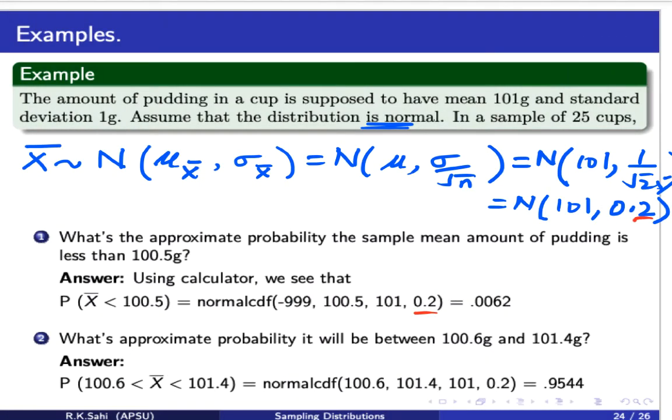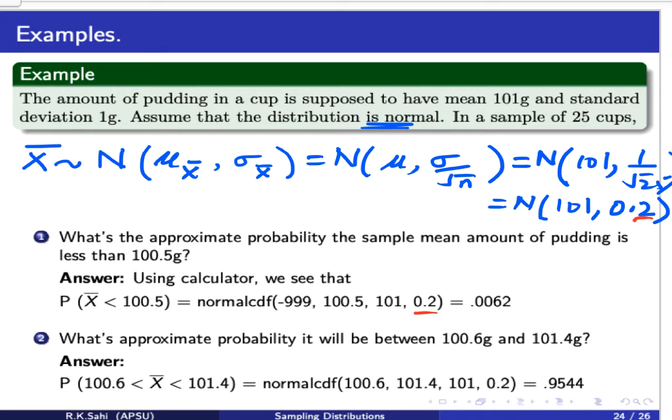Now that's the answer we have. Now what is the approximate probability it will be between 100.6 and 101.4 grams? What I would like to do for this problem is actually show you something: make the normal curve and show it to you, and then we talk from there.